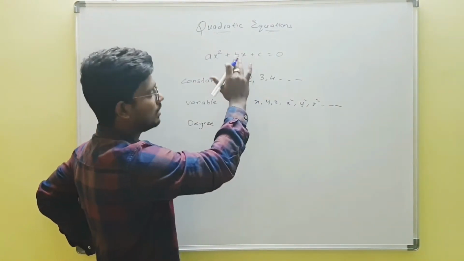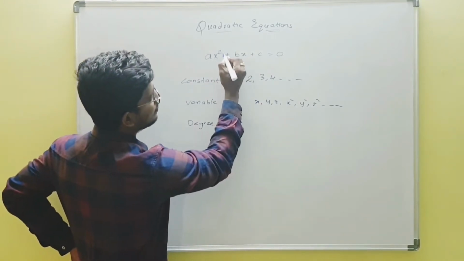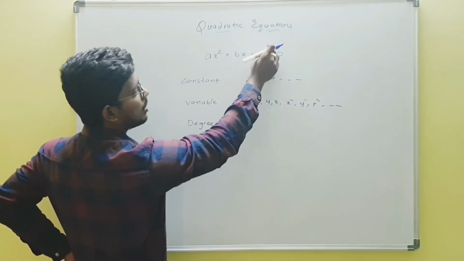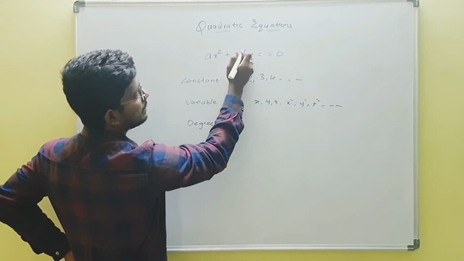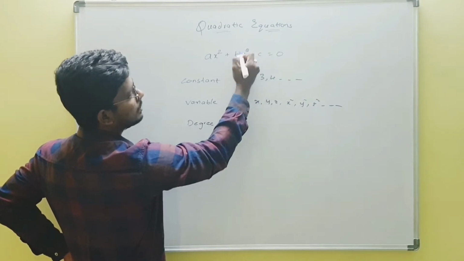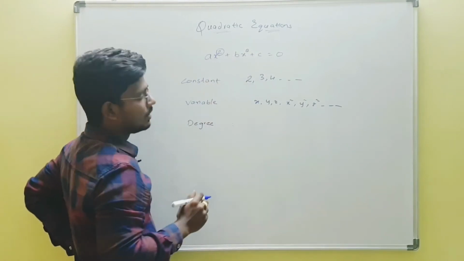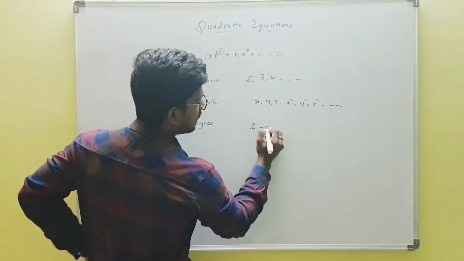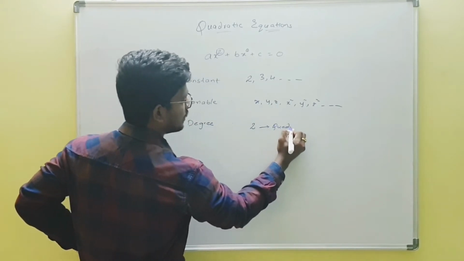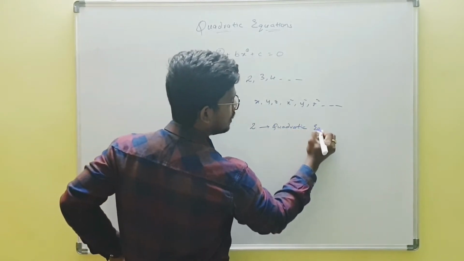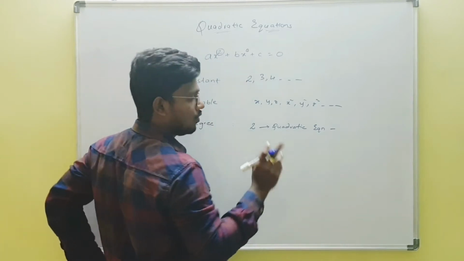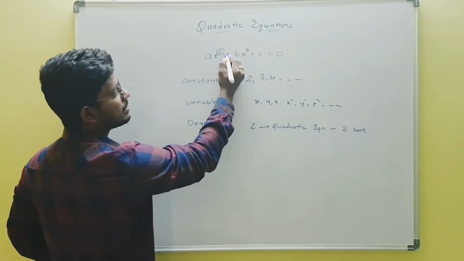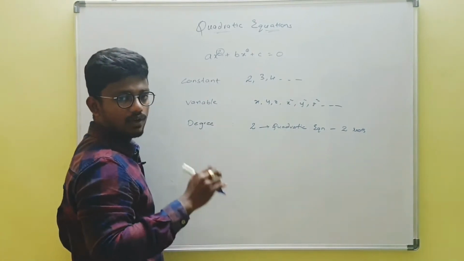Degree is nothing but the order, the highest order in the equation. See, if I take this equation, here we don't have any degree or order for the constant c. Here the degree is 1 for x and 2 for x square. So here the order is 2. If the order is 2, then we can say that it is a quadratic equation, and that equation will have only 2 roots.